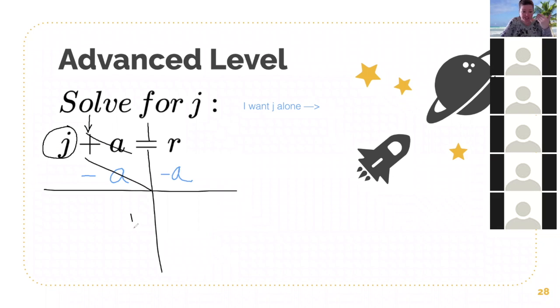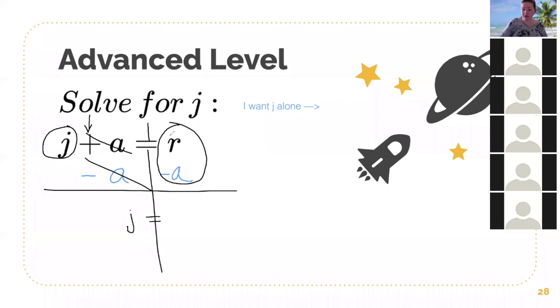They cancel. My J is alone, just like I wanted. And now I got students over here once again, if they ever came out of the closet after the fraction problem, they're looking at this like it's impossible. You're right, it is impossible. I can't do R minus A because I don't know what R is and I don't know what A is.